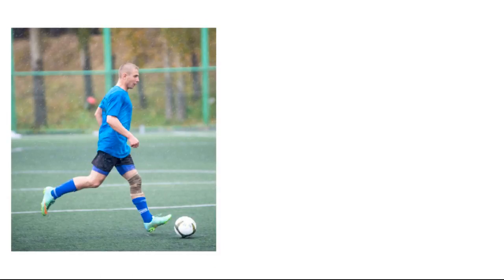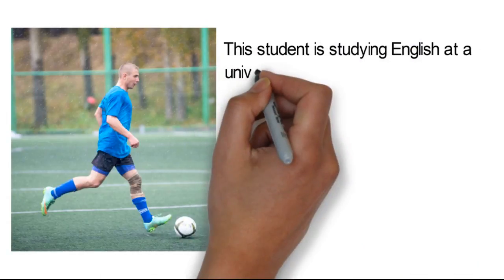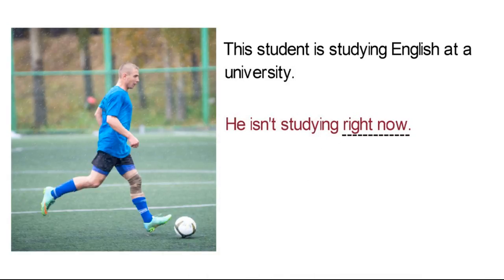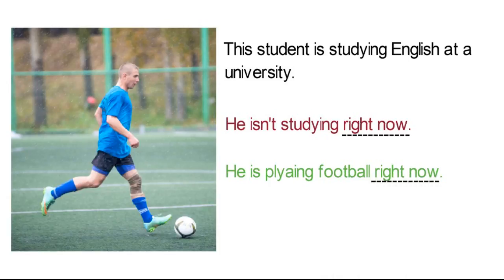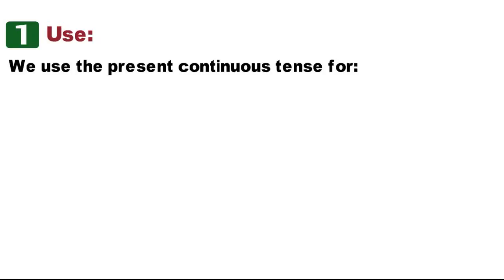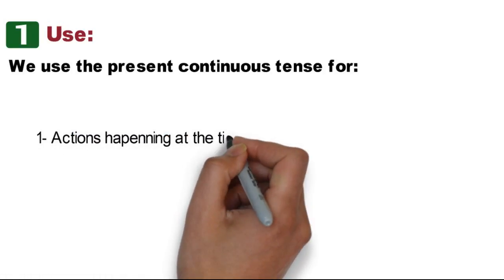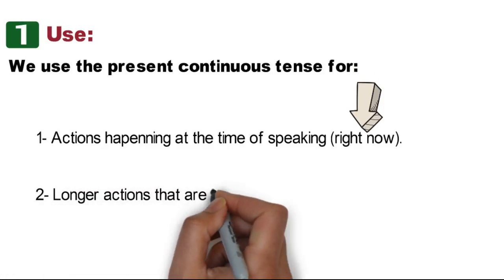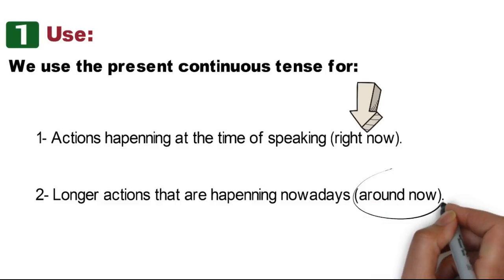Now, this student is studying English at a university. He isn't studying right now. He is playing football right now. However, he is studying English nowadays, today, this week, this month, etc. So, let's summarize. We use the present continuous tense for actions that are happening at the time of speaking, and for longer actions that are happening nowadays.